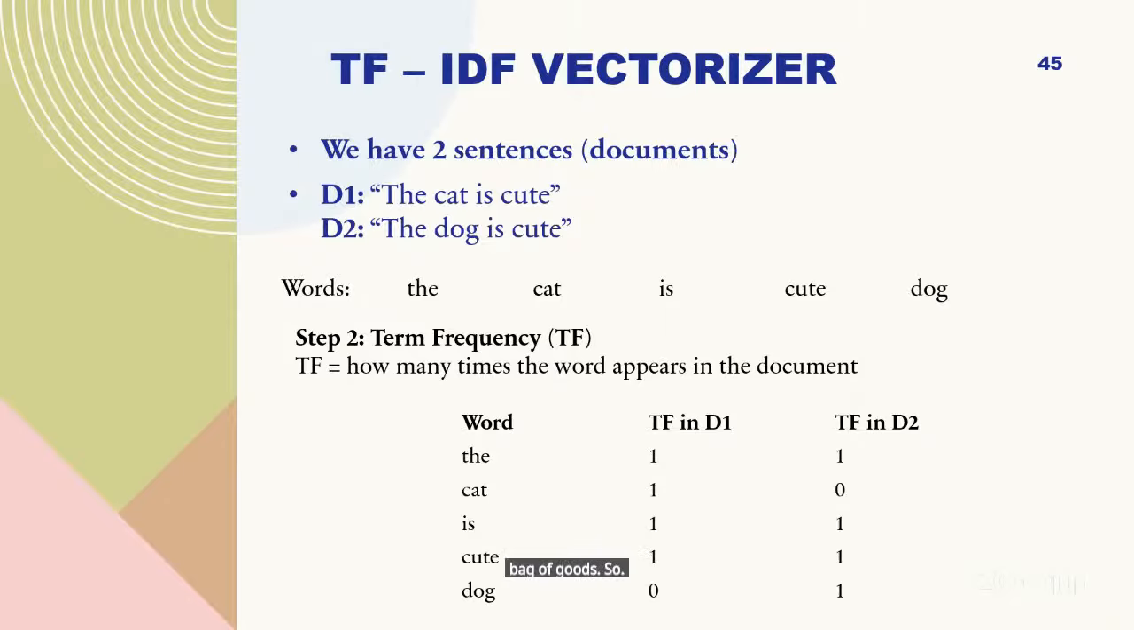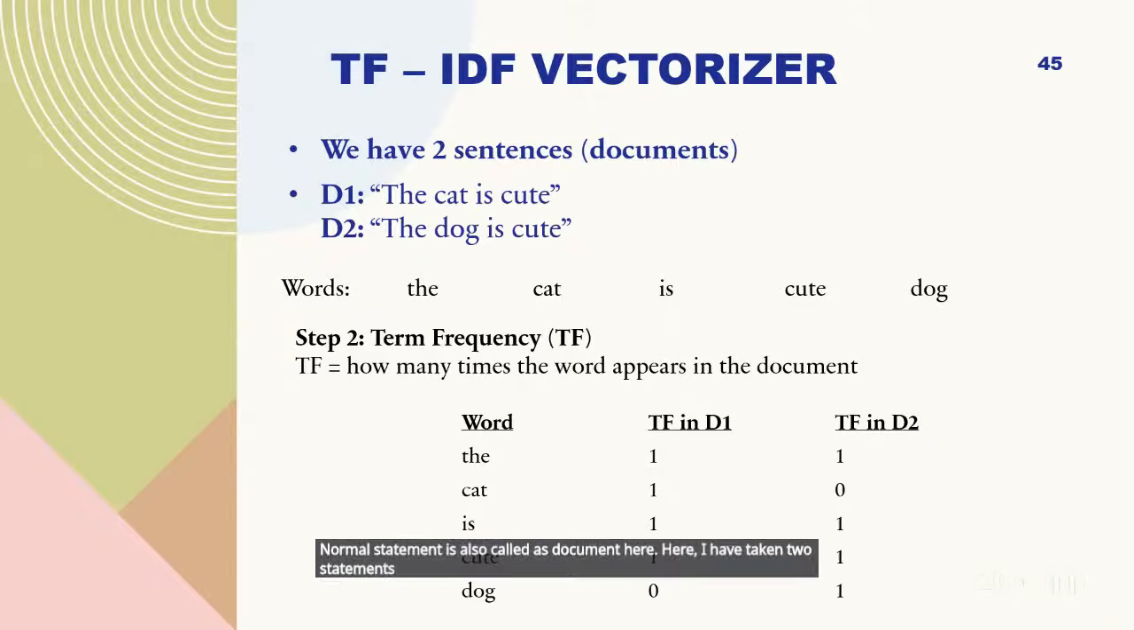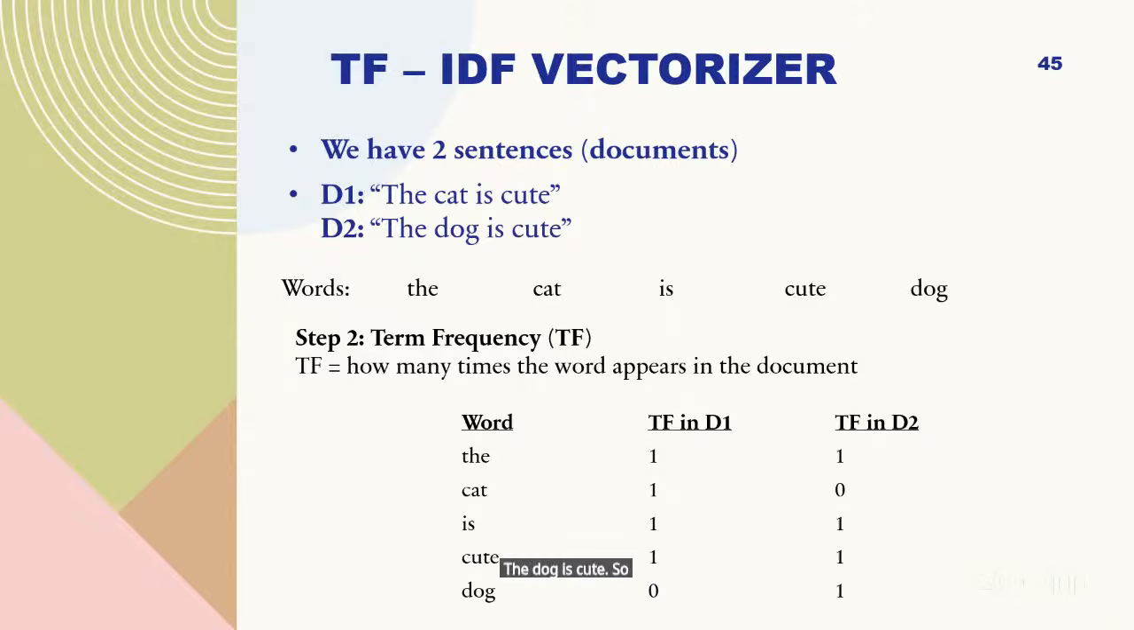I have already told you, we have discussed that a normal statement is also called a document here. Here I have taken two statements. The cat is cute, the dog is cute. So D1 and D2 are the two documents that we have taken, and it is categorized into words. Here the repetition is removed. It is taken as tokens. You can see here cat, is, cute, dog. So these are all the words that are available in D1 and D2.